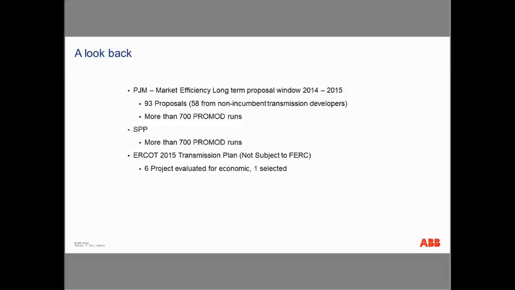SPP also did a lot of ProMod analysis as well. They did over 700 ProMod runs, and they may have gotten over 1,000 for the projects they received when they had their window for detailed project proposals back in 2014. And ERCOT, in their 2015 transmission plan, evaluated 6 projects for economic benefit, and only one of them was selected, approved by ERCOT.